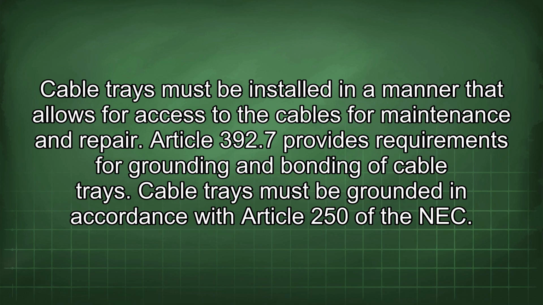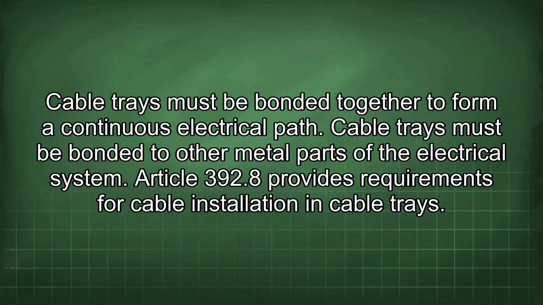Article 392.7 provides requirements for grounding and bonding of cable trays. Cable trays must be grounded in accordance with Article 250 of the NEC. Cable trays must be bonded together to form a continuous electrical path. Cable trays must be bonded to other metal parts of the electrical system.